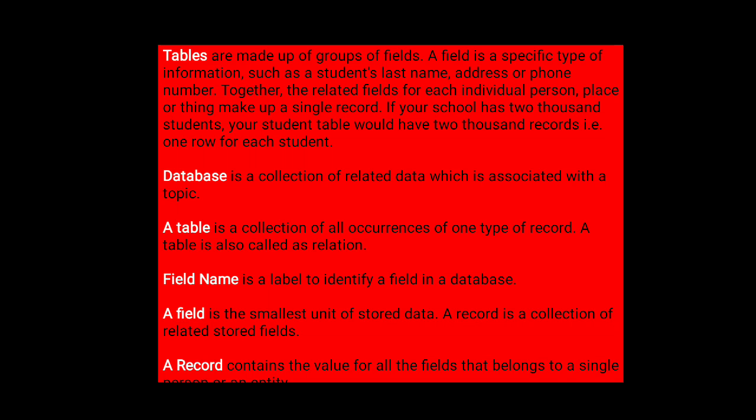Next is a field. A field is the smallest unit of stored data. It is one piece of data or information about a person or a thing. Next term is record. A record contains the value for all the fields that belong to a single person or an entity. We can say that records are the rows representing one complete unit of information.